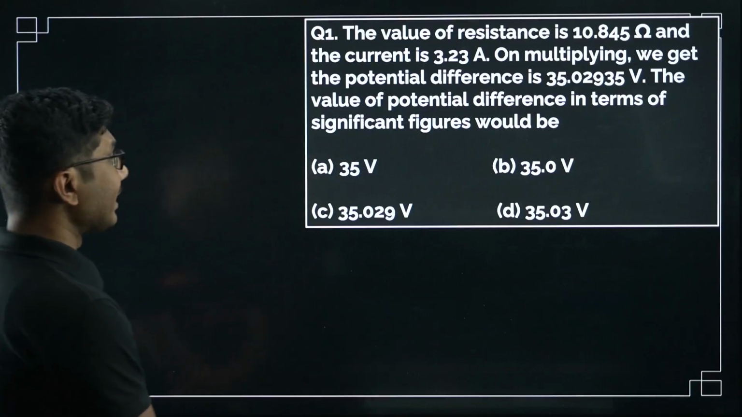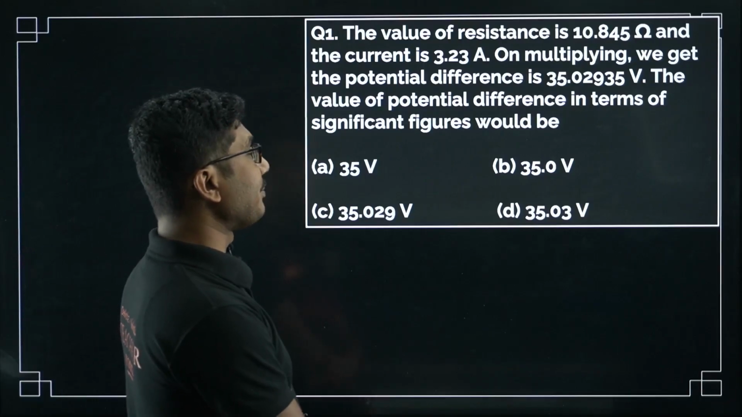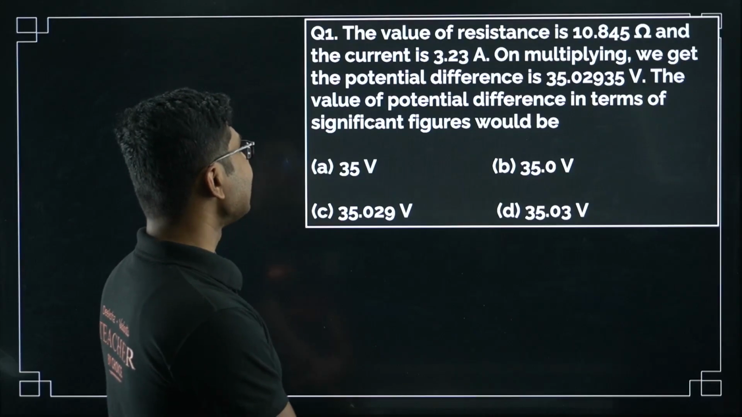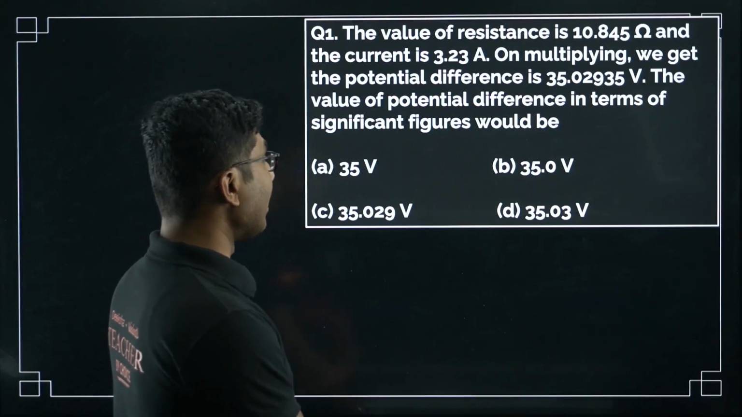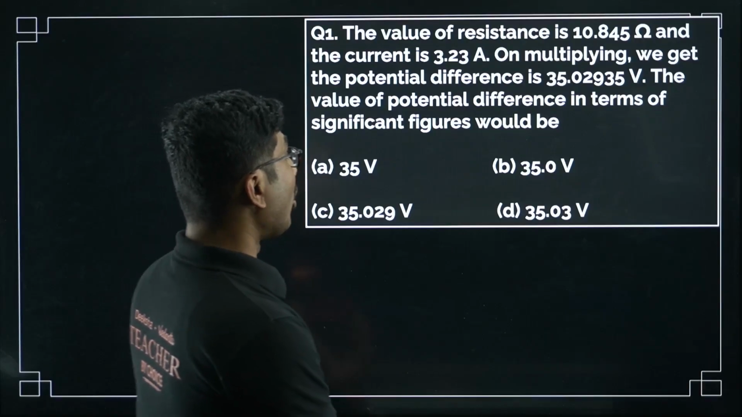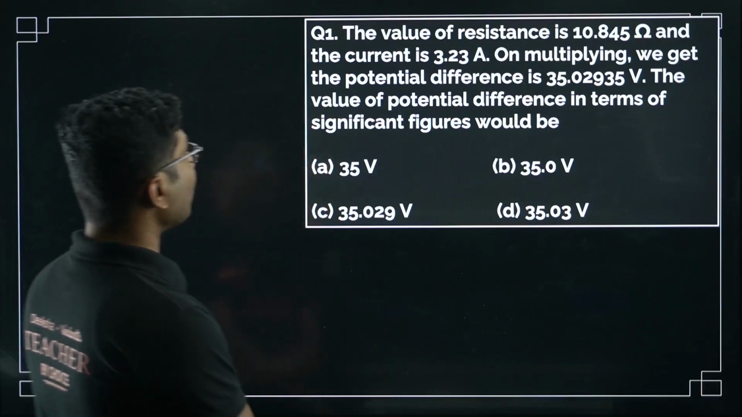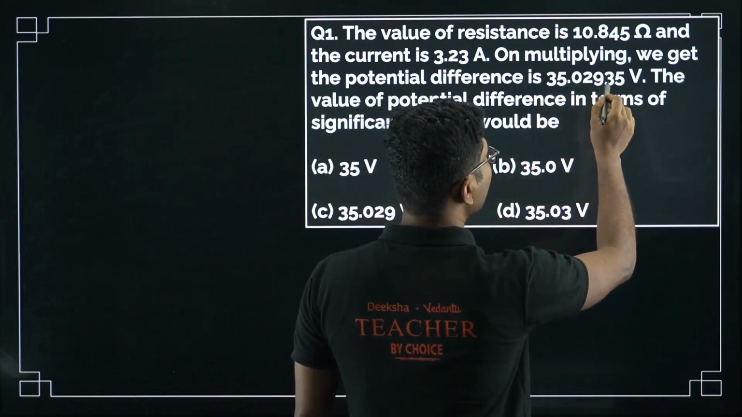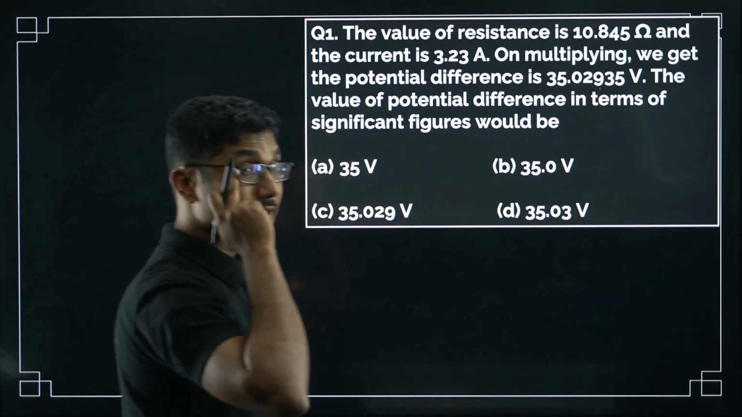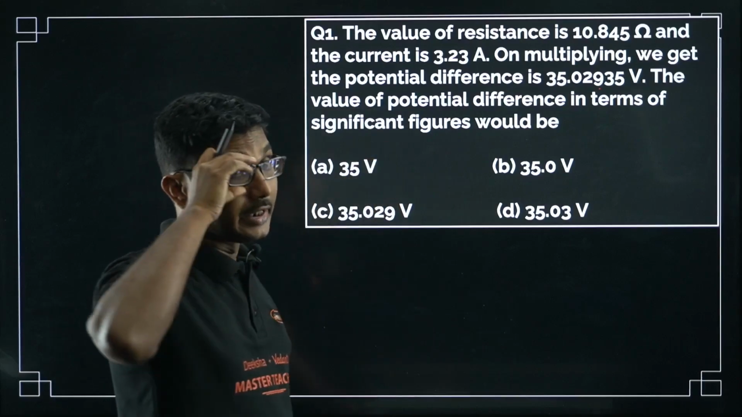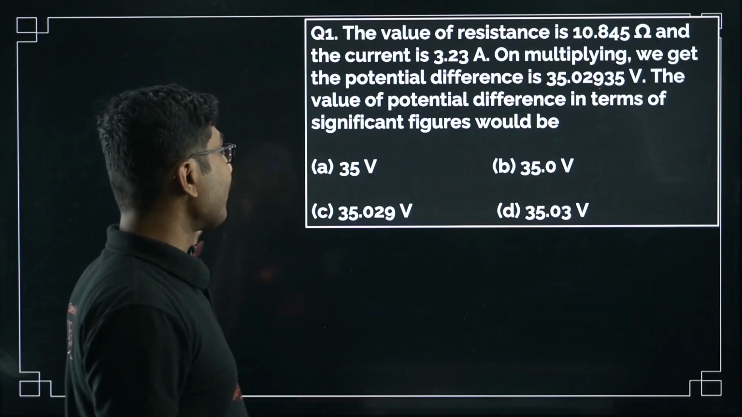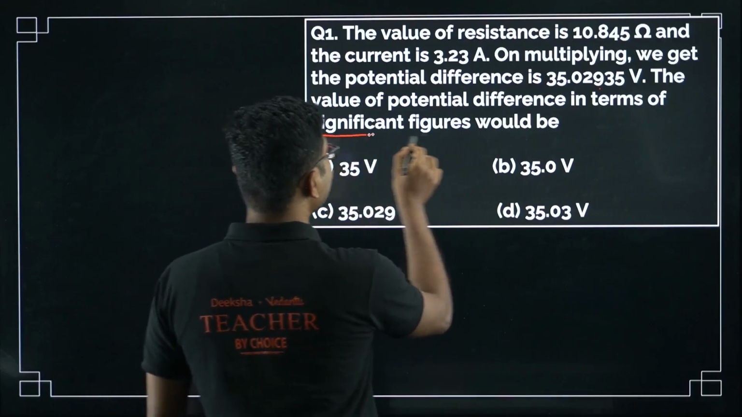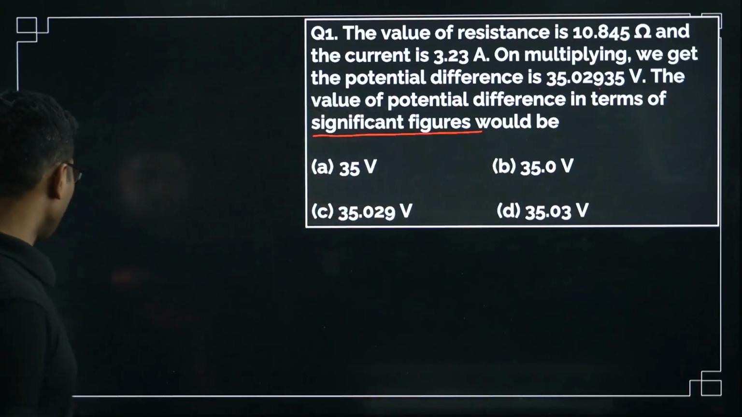The value of resistance is 10.845 ohm and current is 3.23 ampere. On multiplying, we get the potential difference as 35.0295 volts. So multiplication you don't need to do, they have already done it. What you have to find is the value of potential difference in terms of significant figures.